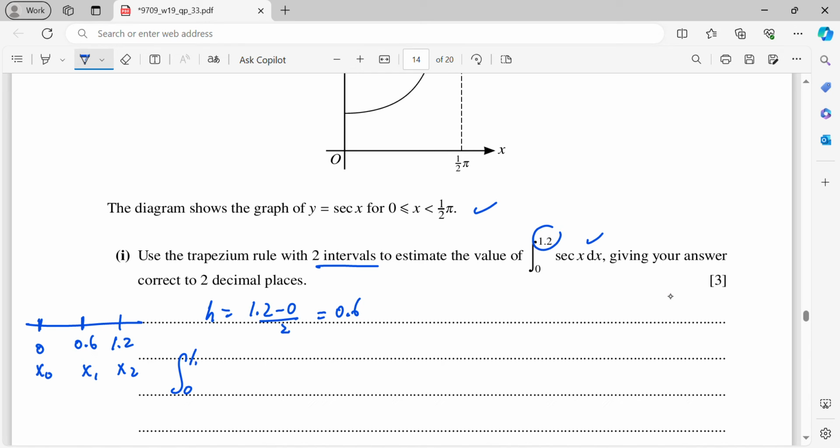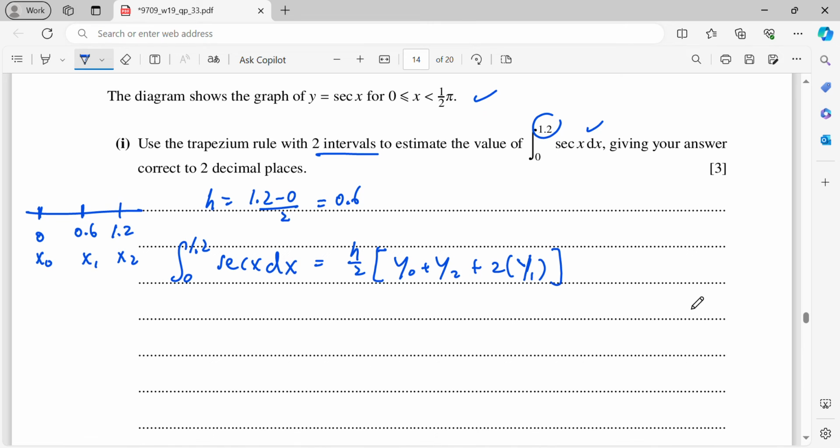Now, the trapezium rule says the integral from 0 to 1.2 of sec x dx is h over 2 times first y plus last y, then the rest you times 2. This is the formula for trapezium rule. And now here, just replace the values accordingly. So the y naught happens when the x is replaced by x naught, which is 0. So I will get sec 0 plus sec 1.2 plus 2 sec 0.6.